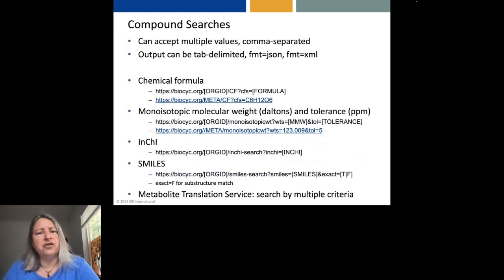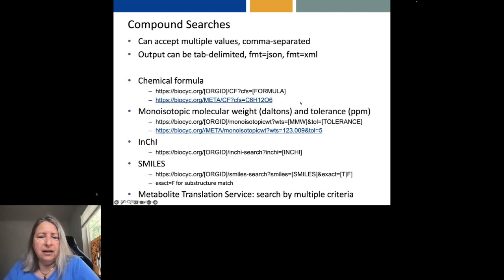So that's it for the more generic searches that can cover large numbers of things. We also have a larger set of searches that are specific to compounds, the different ways that you can search them. And these can accept multiple values, comma separated, and the output can either be in tab delimited format, JSON format, or XML format. So you can retrieve objects by chemical formula. That's what CF is, and then you would list one or more chemical formulas, comma separated. So this is just an example here.